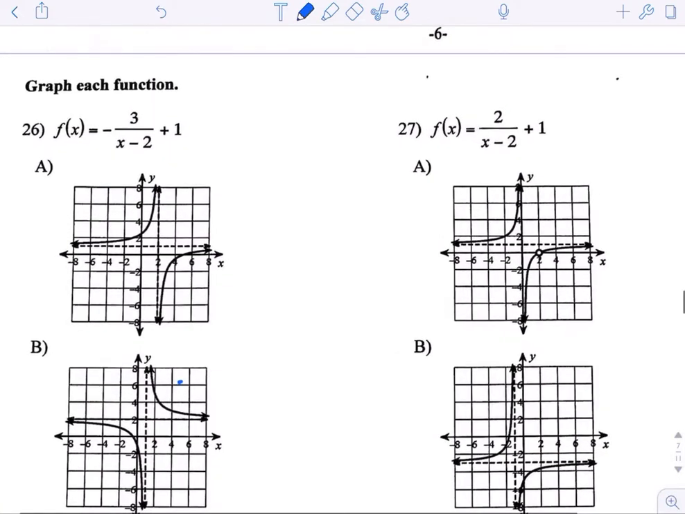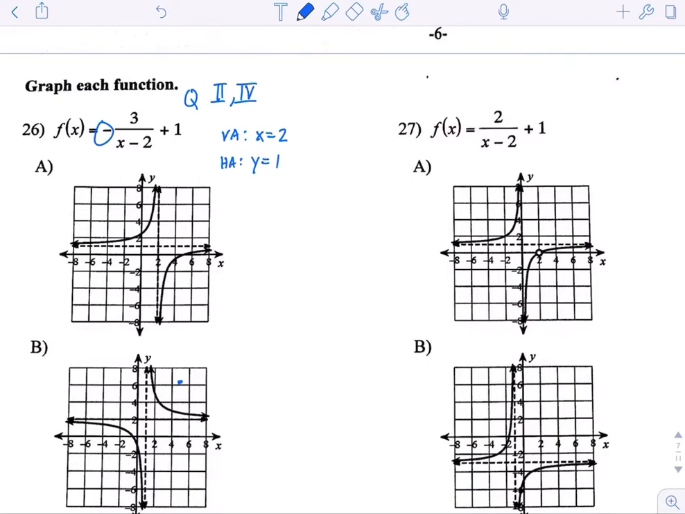Alright, so since it's negative, that means it's going to be in quadrants 2 and 4. And the vertical asymptote is when you set the denominator equal to 0. So right there, that's going to be at x is equal to 2. That's one vertical asymptote, and this tells you guys the horizontal asymptote. So horizontal asymptote is y is equal to 1.